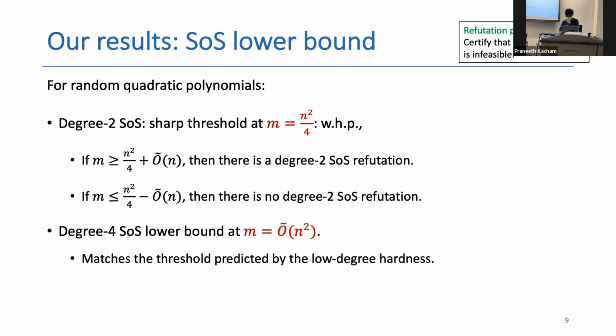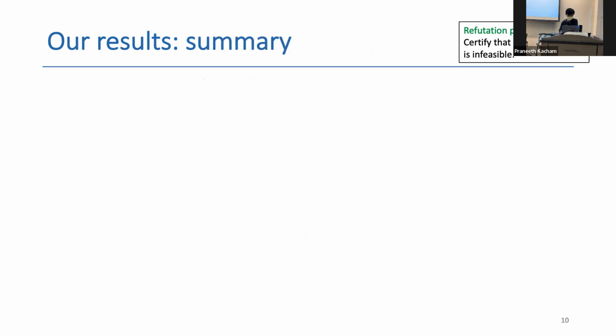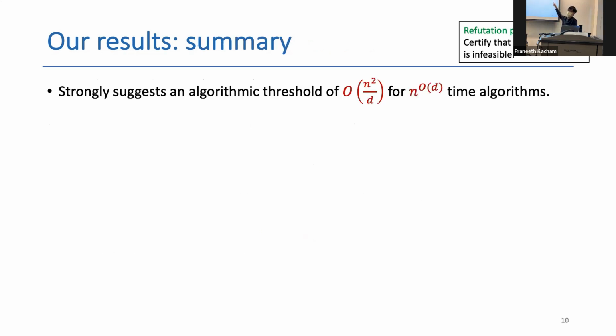Like what constant you expect on d in the exponent of your algorithm? Oh, so sorry, n to the O of d. You're referring to the runtime of your algorithm, right? Yeah, the runtime required to run a degree D SOS. But what kind of constant are we looking at? How good do you think you can get for the threshold? Oh, you mean the constant in the exponent? Yeah, the constant in the exponent.